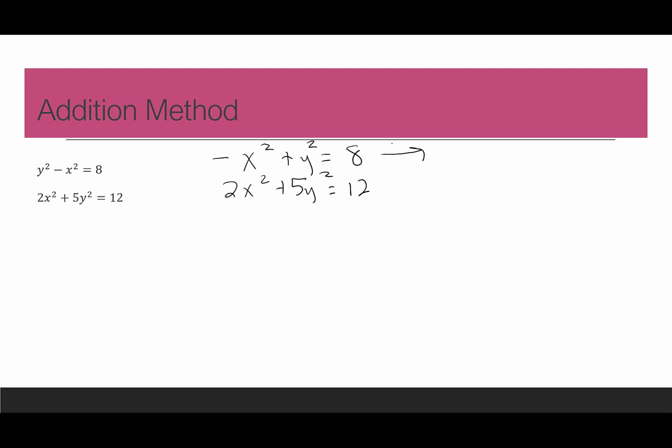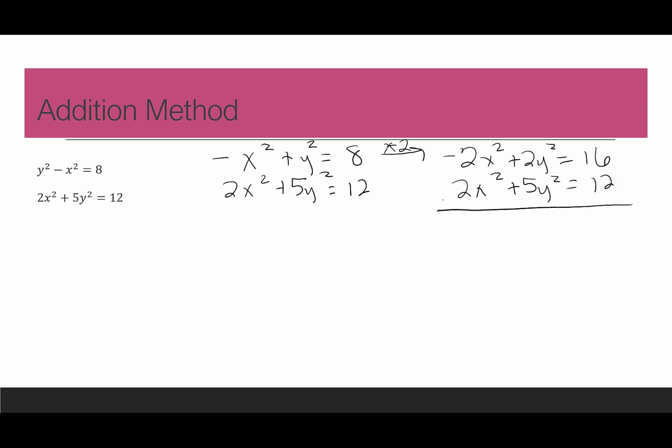And because it's the easiest thing to do, I'm just going to take the first equation and multiply it by 2. So I have negative 2x squared plus positive 2y squared is 16, followed by 2x squared plus 5y squared is 12. We add those together, the x squareds cancel. 2y squared and 5y squared is 7y squared. That's equal to 28. Dividing by 7, we get 4 for our y squared. So the square root says y is plus or minus 2.